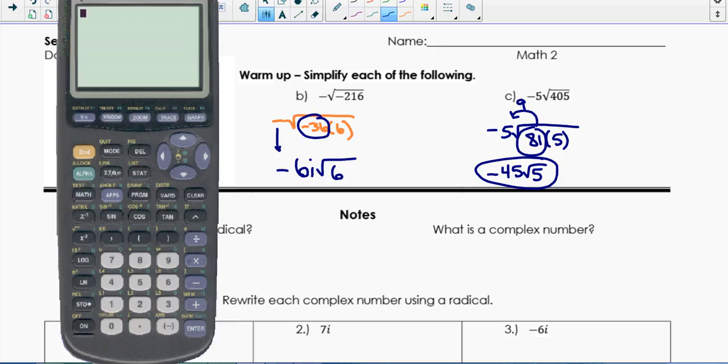So if you had bigger numbers like that, you can always divide by perfect squares. Just don't divide by anything else. Okay? Alright, so let's get this out of there.